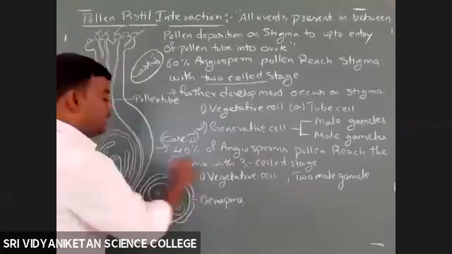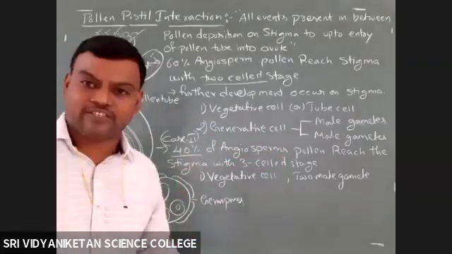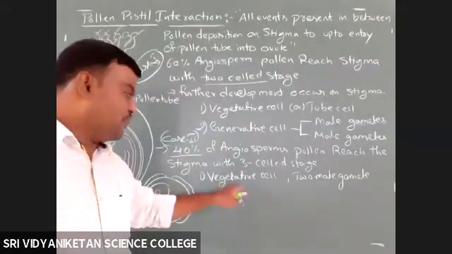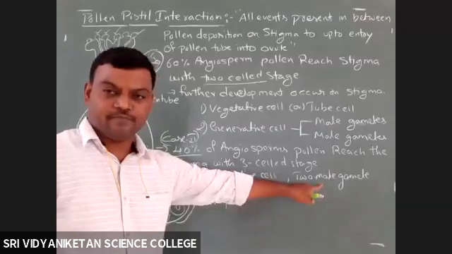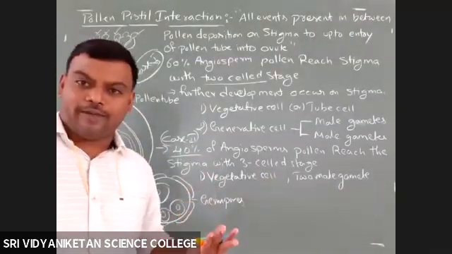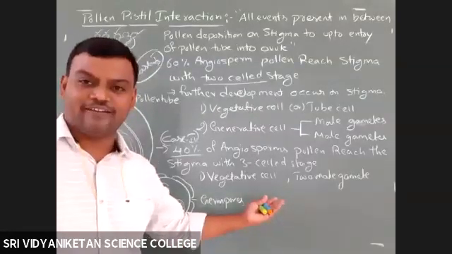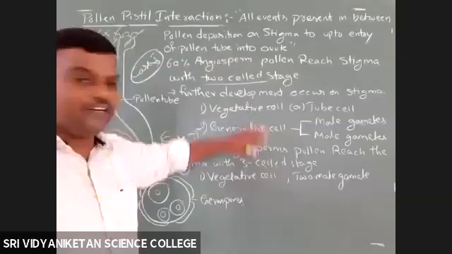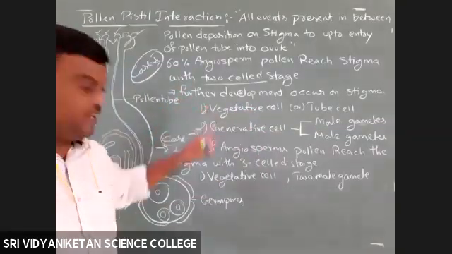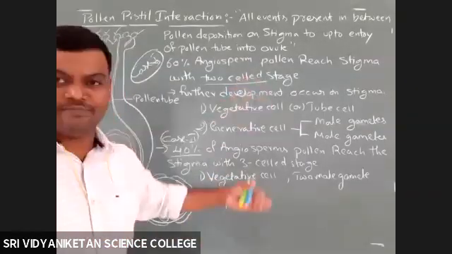Sometimes, in 40% of angiosperms, pollen grains reach the stigma directly at the three-celled stage. The three-celled pollen grain has a vegetative cell and two male gametes. Do you understand this one? At this time, there is no further development. Why? Because two male gametes are already there. These are the first chance and the second chance. The first occurs in 60% of angiosperms, and the second occurs in 40% of angiosperms. That's why I've written it two times.